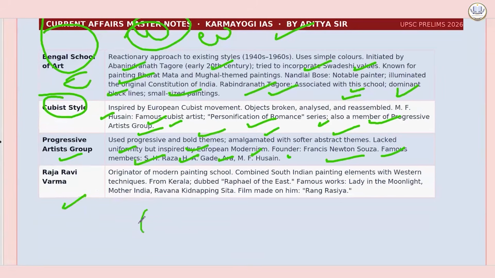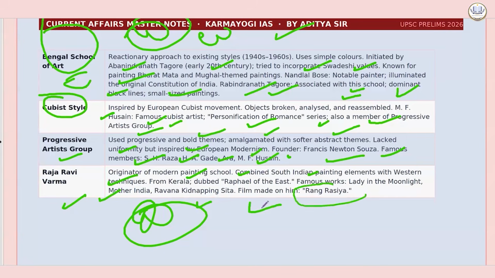Raja Ravi Varma is the originator of the modern painting school, combined South Indian painting elements with Western techniques. From Kerala, he was dubbed the Raphael of the East. Famous works are Lady in the Moonlight, Mother India, Ravana kidnapping Sita. The film made on him is Rangrasiya. Okay, Raja Ravi Varma.